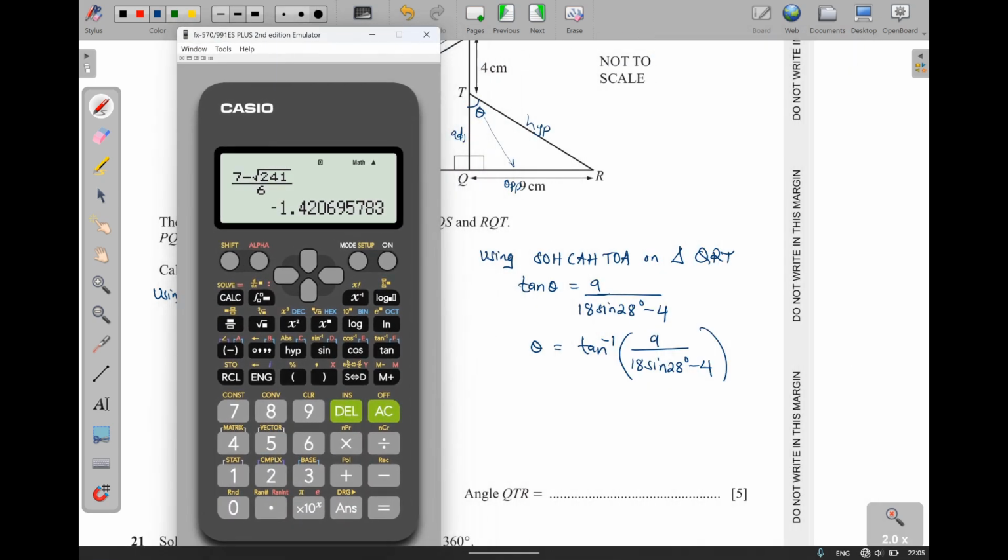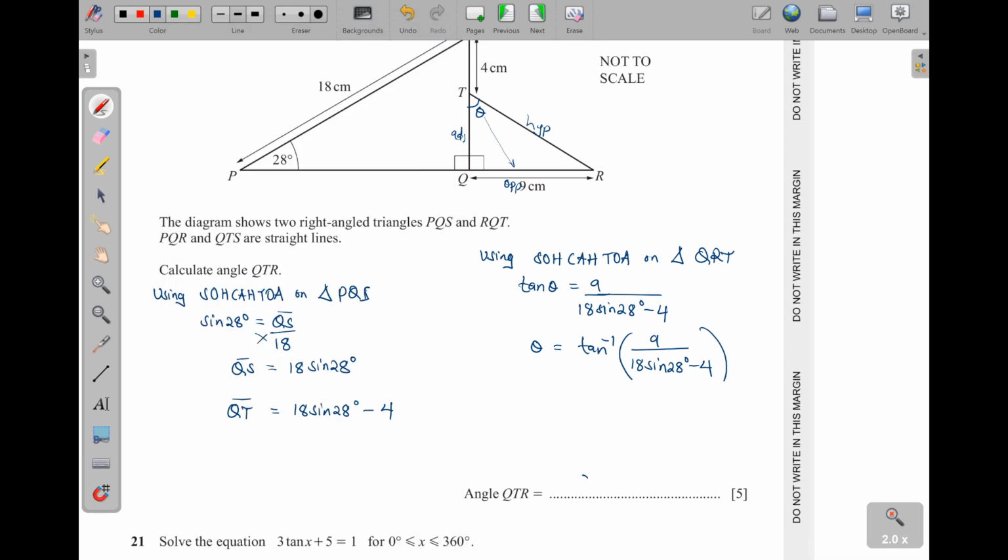So putting this in the calculator, arctan of 9 over 18 sine 28 minus 4, this gives us 63.7 degrees to 1 decimal place.